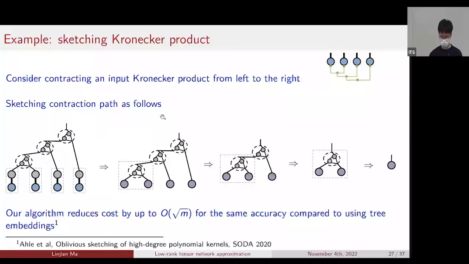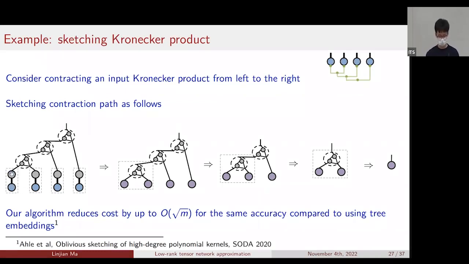So here I want to illustrate this using an example of sketching canonical product data. Let's say we have data with this structure, which is an order 4 canonical product, and we want the first one to contract with the second one, then with the third one, then to the right. The green dots show the contraction path for this tensor network. So the sketching contraction path will be as follows.